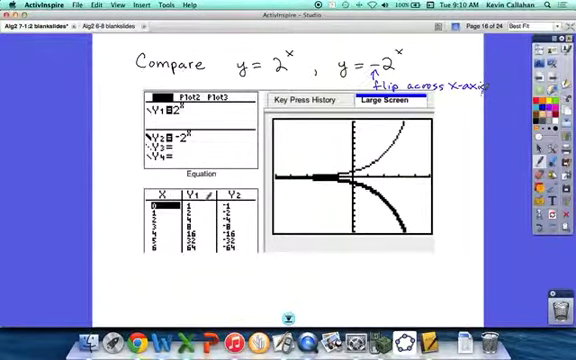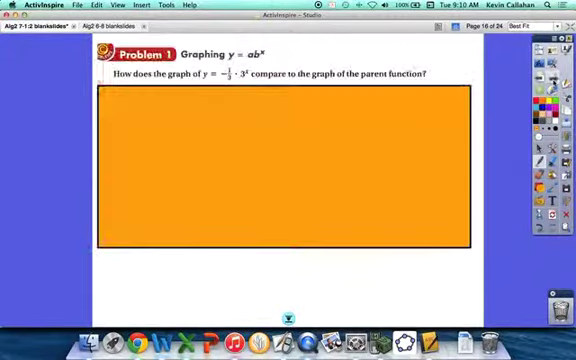You can see, look at all the y values. Here's 1, 2, 4, 8, -1, -2, -4, -8. We're just putting a negative sign in front of all of them. Okay, so for most of what we're doing here, you're not going to be asked to sketch a lot of graphs, but you should be able to describe what's going on.